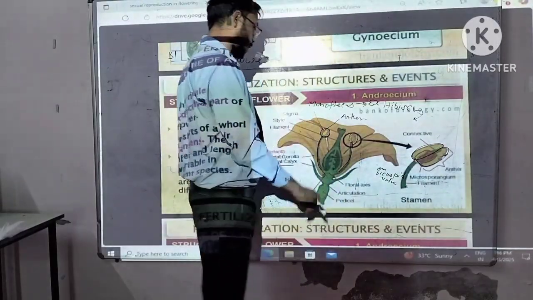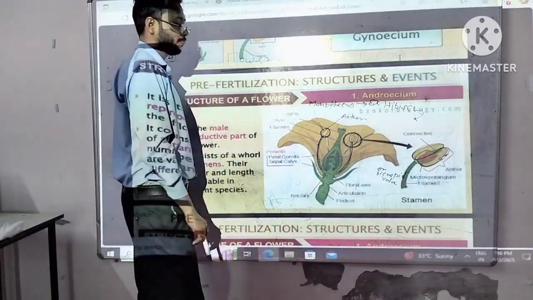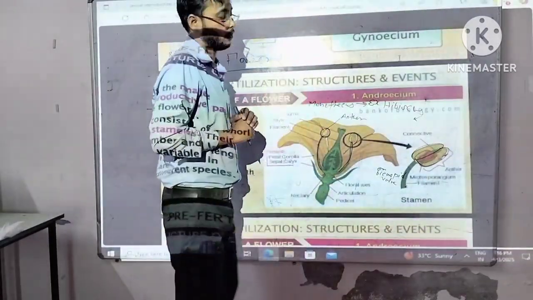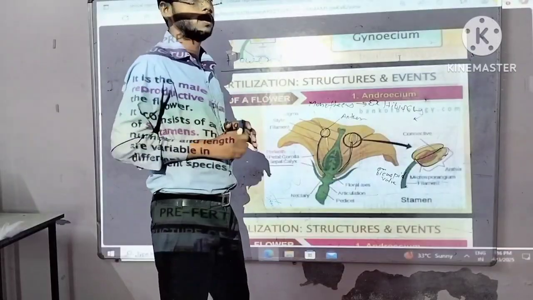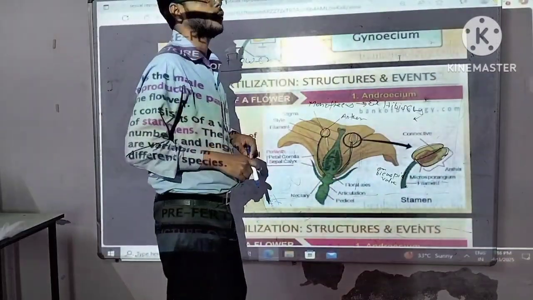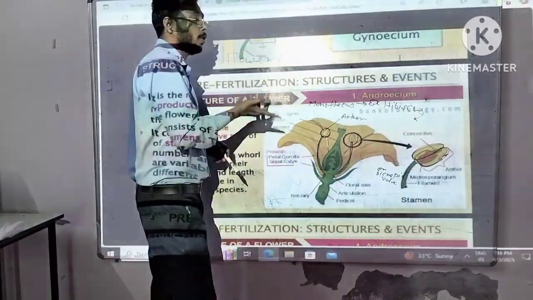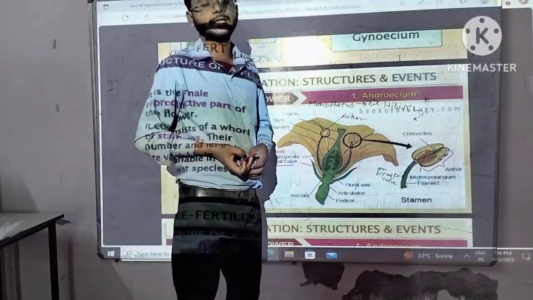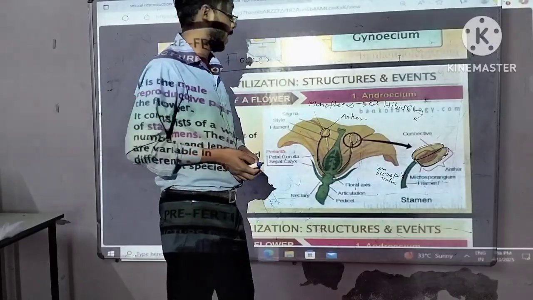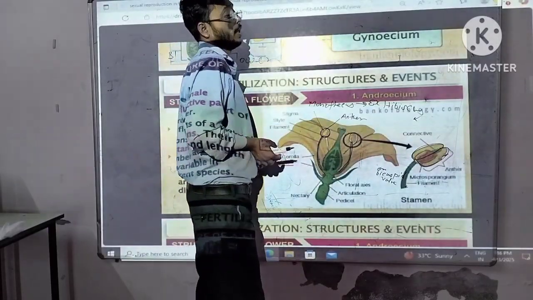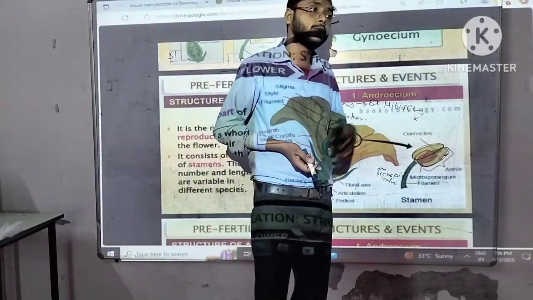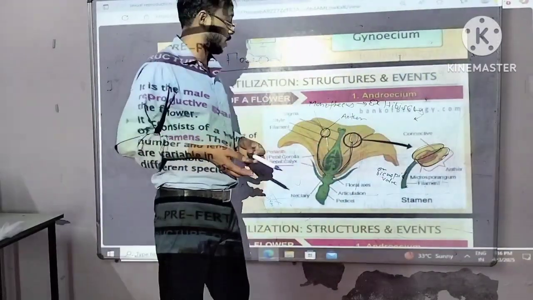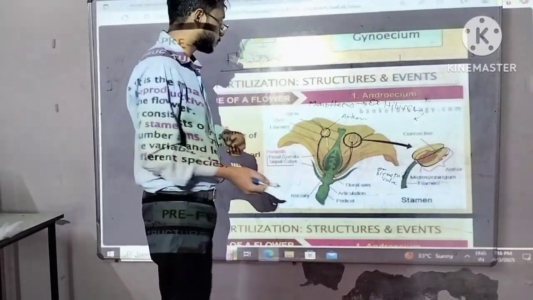Next, we will talk about the pistil. Pistil is the female reproductive part of the flower. In most plants, you can see that a single pistil is present. This pistil is known as monocarpellary, and some plants are bicarpellary, and in most other plants, just like a rose, multicarpellary pistils occur.